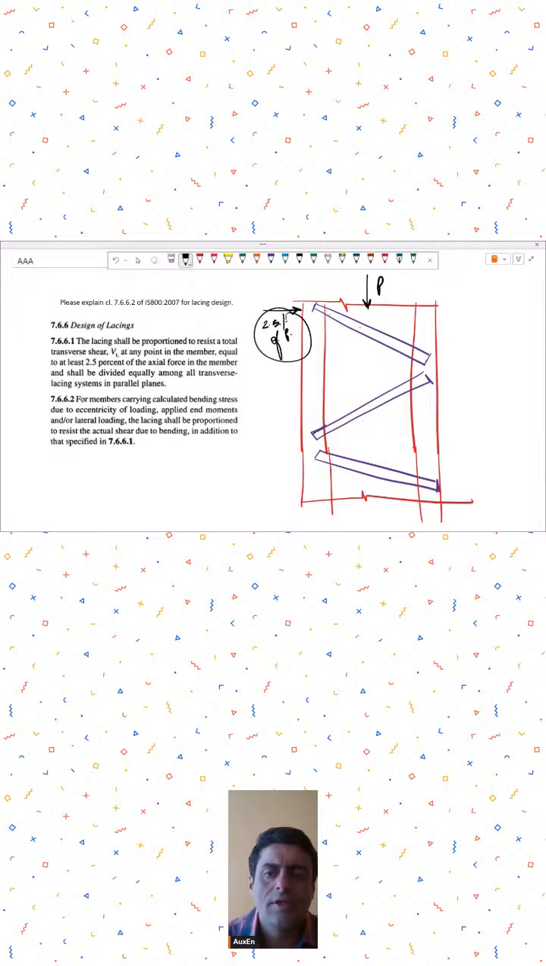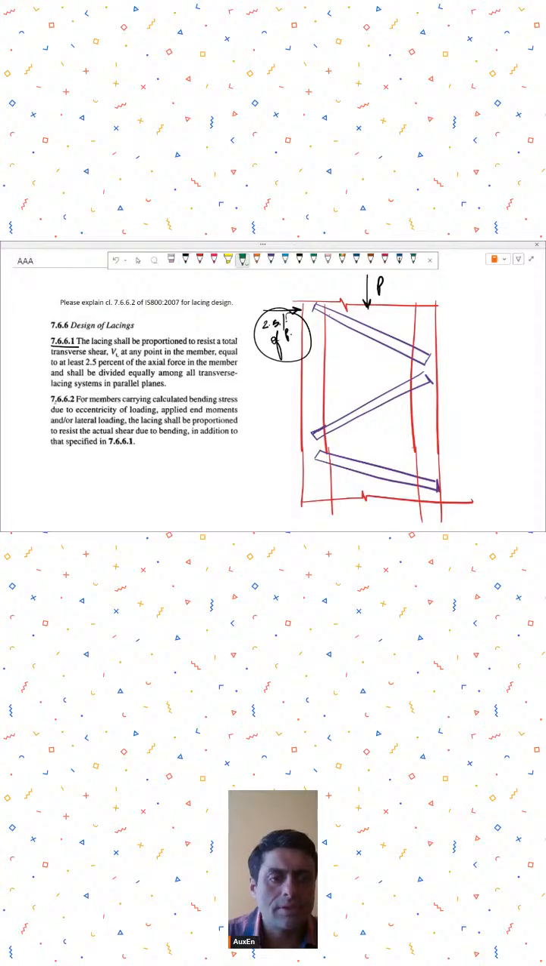Okay. So this is not an actual load that is acting, because there was only axial load acting on the column. There was no lateral load in the column, but we take this notional load, and for notional loads we design the lacing. That is the first part, what is given in 7.6.6.1.